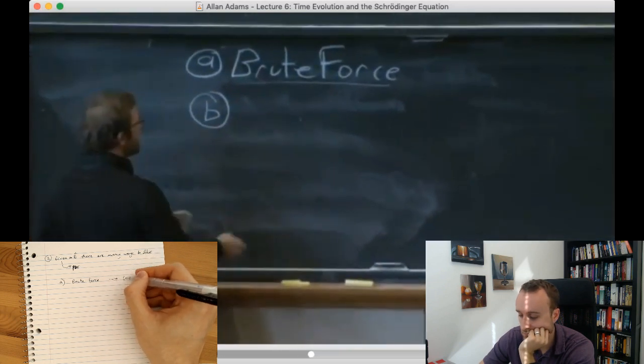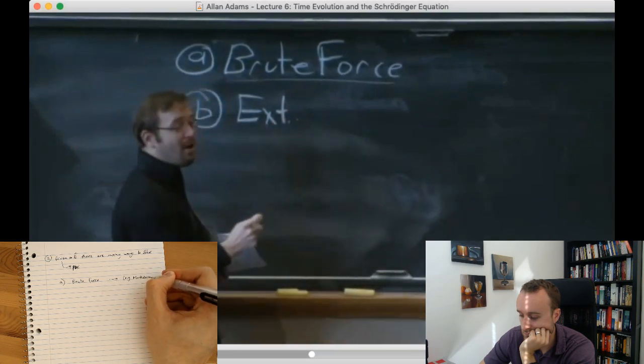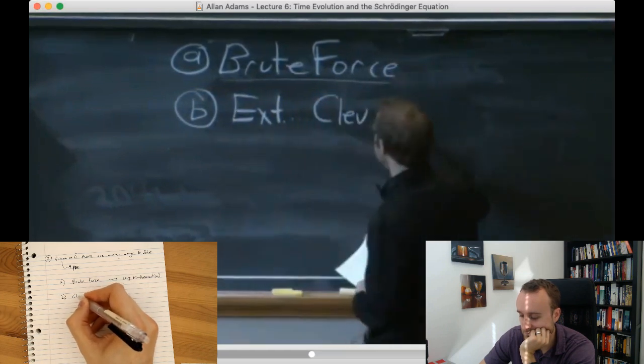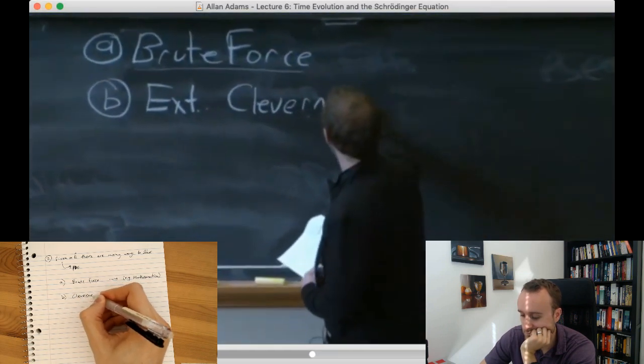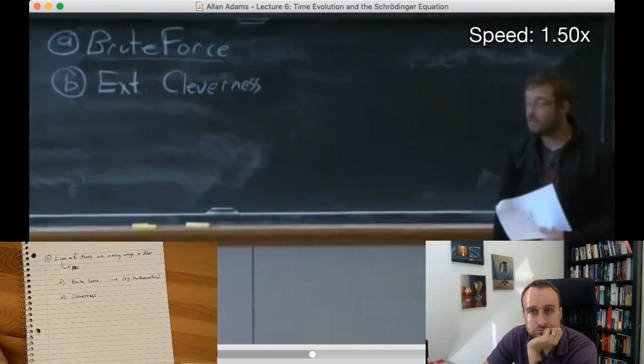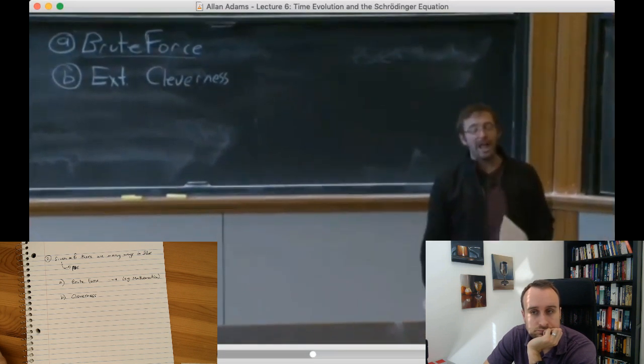Okay. The second is extreme cleverness. And you'd be amazed how often this comes in handy. We'll see both of these techniques used for the harmonic oscillator. That's what we'll do next: brute force, and secondly, the clever way of solving the harmonic oscillator. When I say extreme cleverness, what I really mean is a more elegant use of your mathematician.